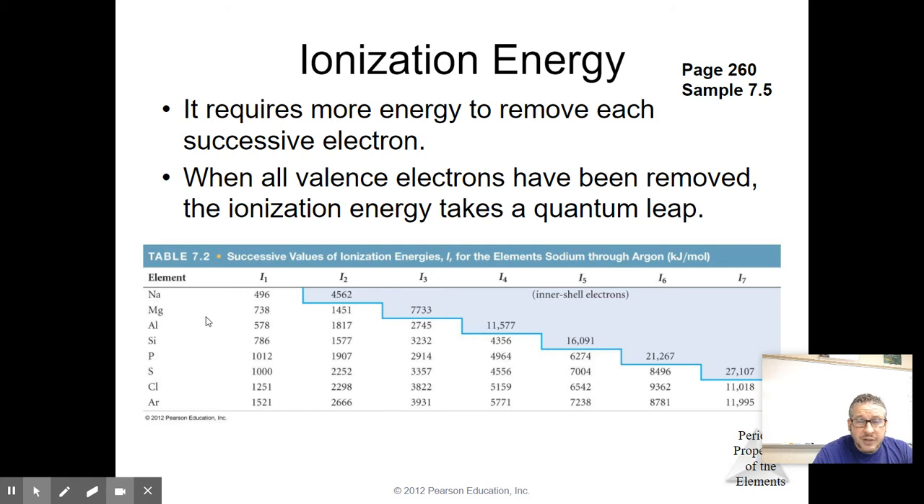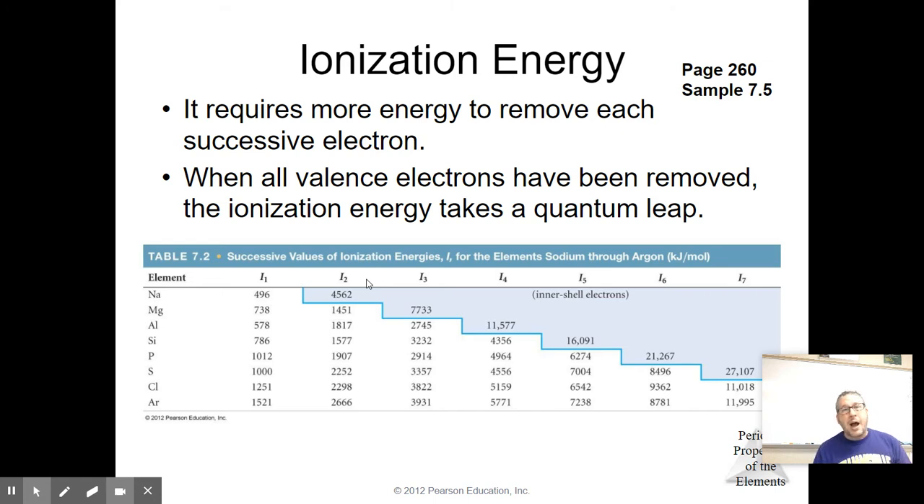Let's look at sodium, for instance. With sodium, it only has one valence electron. So after you remove that one valence electron, look what happens to its second ionization energy: 4,562. Going from removing the one and only valence electron at 496 kilojoules per mole, you now take what they say a quantum leap to 4,562 kilojoules per mole to remove the second electron from sodium.